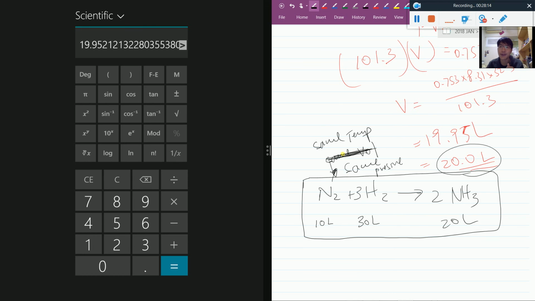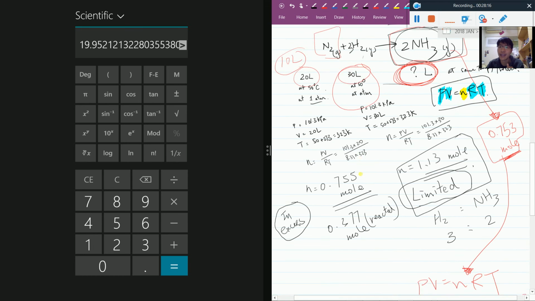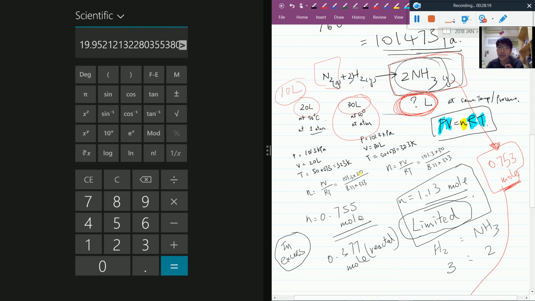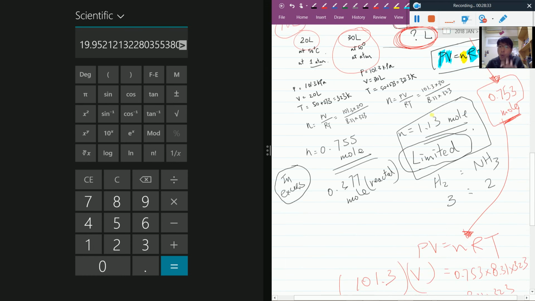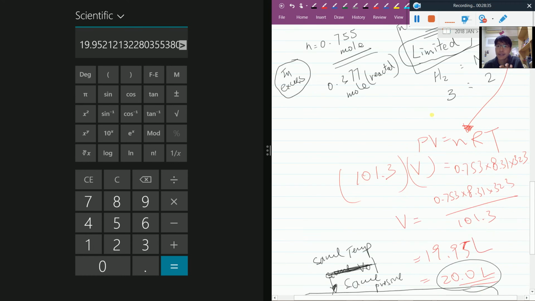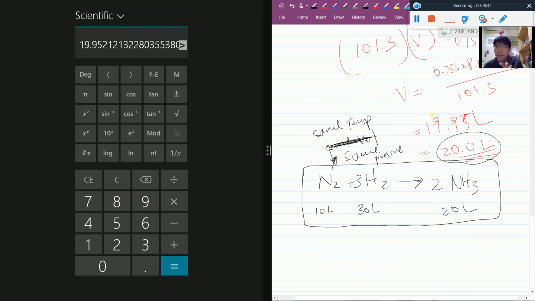So instead of going through all the number of mole here, I just need to say 30 liters has more number of mole than this, a 1 to 2 ratio. Then 30 liters is going to react with 10 liters of nitrogen gas and make 20 liters straight away. And I can skip all the steps in between.